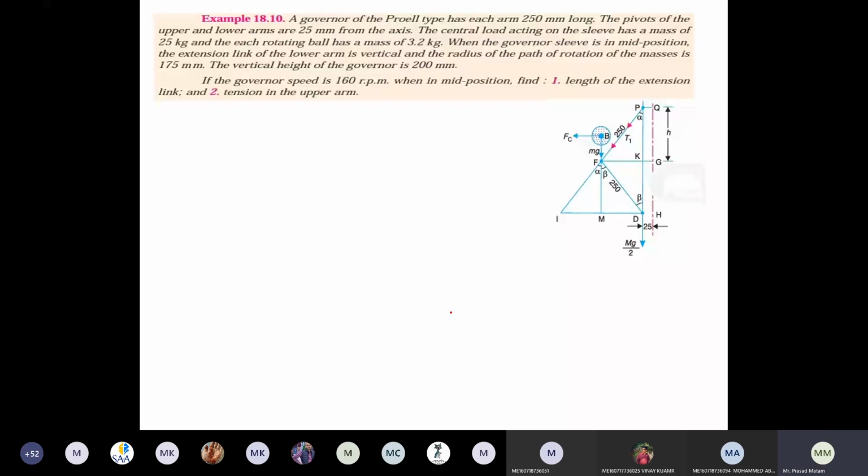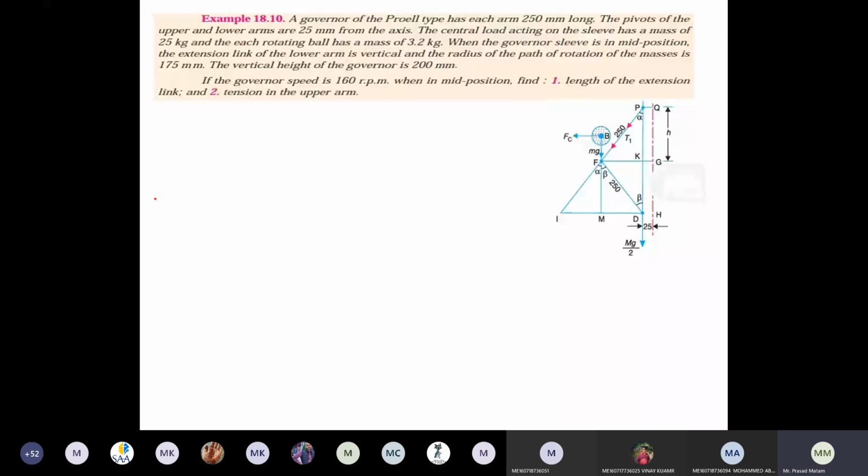Now we are supposed to find out the tension of the link in the upper arm and extension of the link. That is, we need to find BF and T1 values. Okay. So before going to see, this is the diagram you can see on the left hand side. Upper arm length is equal to lower arm length. Angle alpha is equal to angle beta. Alpha and beta are not given. So now these upper arm and lower arm are not located on the axis of rotation. These upper arm and lower arm are located away from the axis of rotation, whose distance is 25 mm.